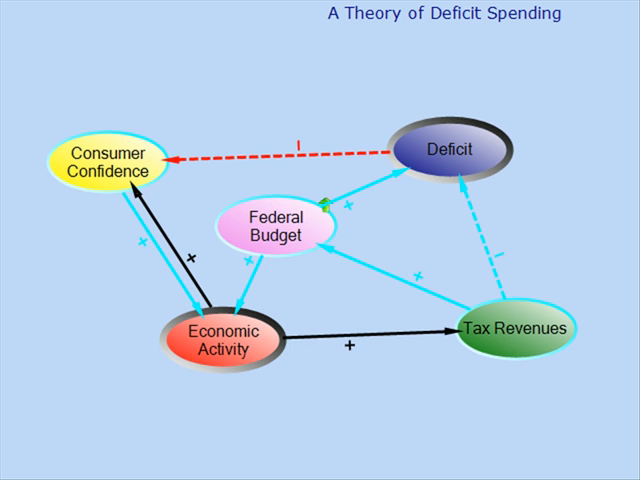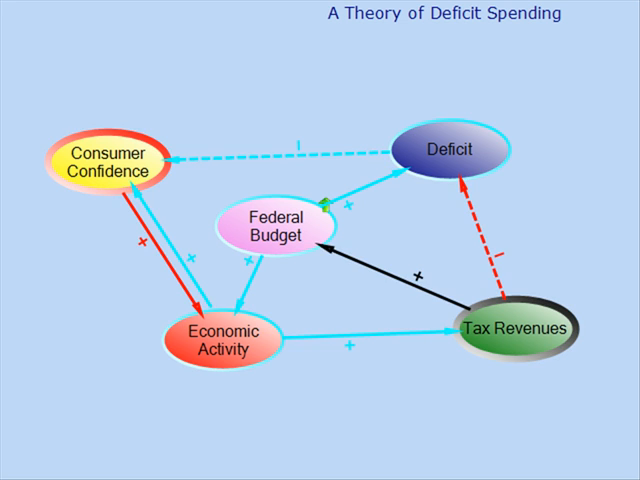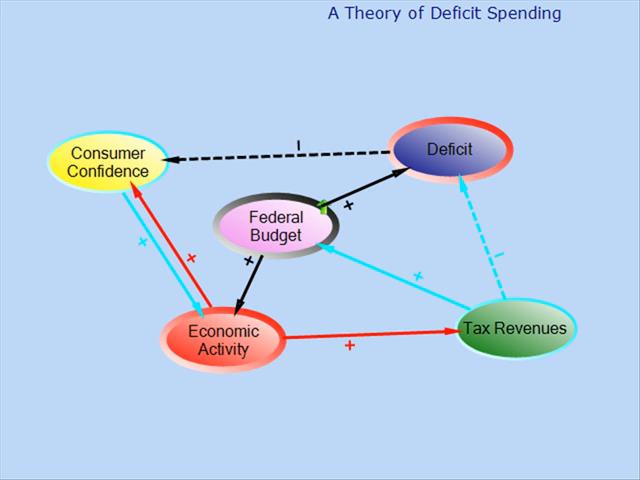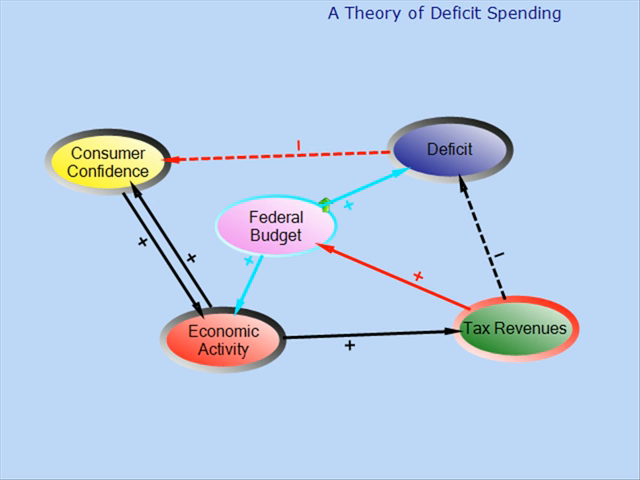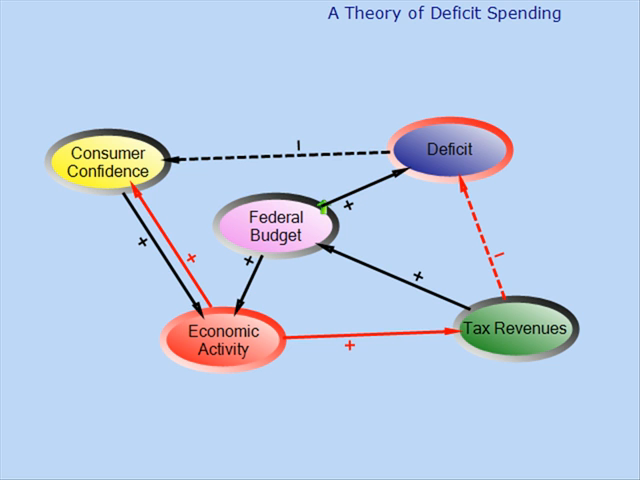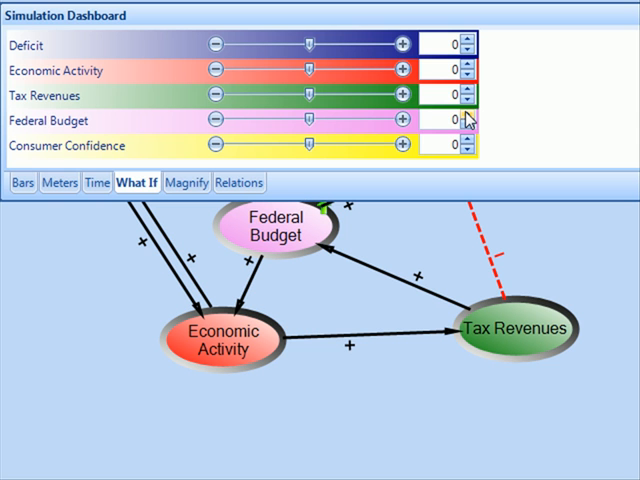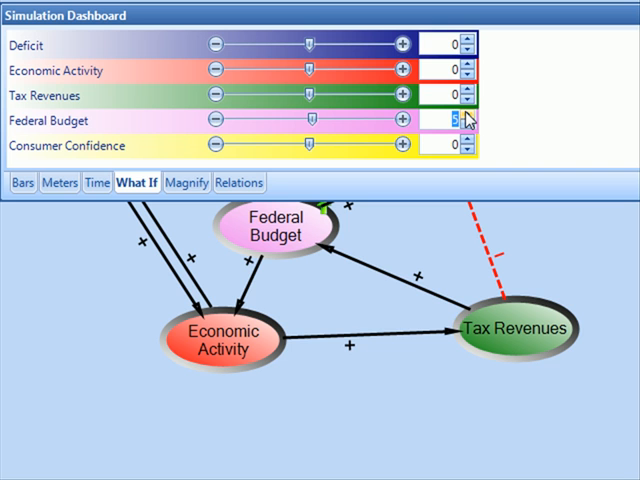Then I animated the model and looked at how the relations fired when a change in the budget occurred. Sometimes this gives insights into the dynamic patterns at work. Then I simulated the model. First, I increased the federal budget by 5%.